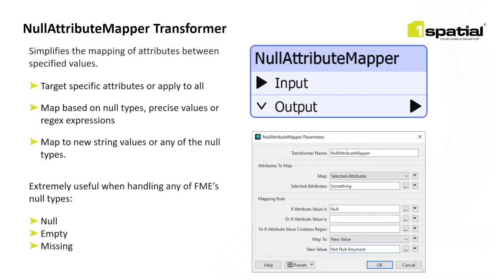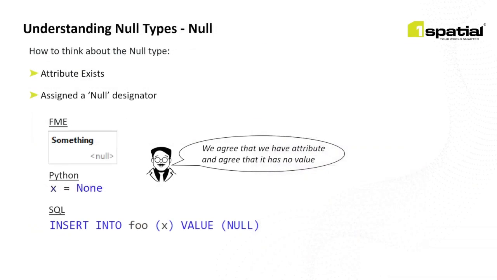Now, since this transformer does have a part to play with null types, it's worth understanding those 3 types. So let's talk about them quickly. The first of them to talk about is the null. How I like to think about the null type is that the attribute exists and it has been assigned a null designator. We agree that we have an attribute and we agree that it has no value. It may sound silly to say it out like this, but all 3 of these types have distinct differences, and it's important to understand these differences.